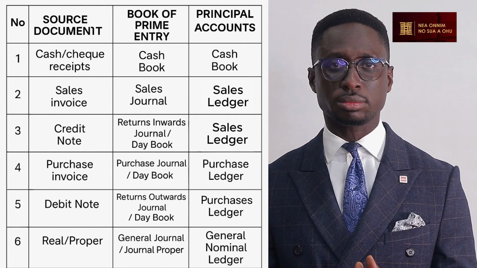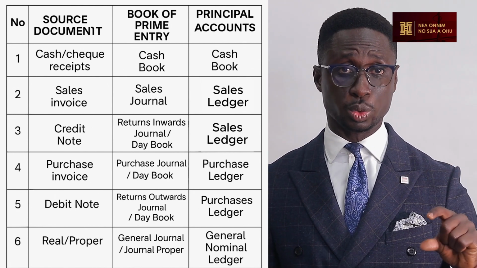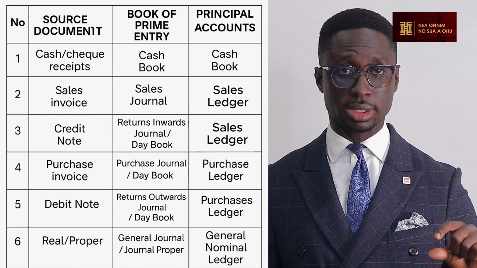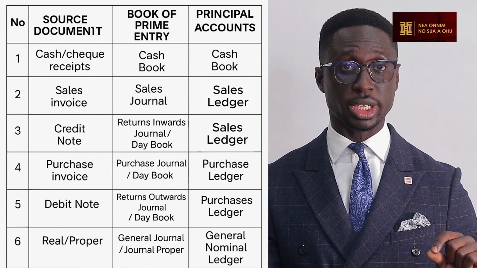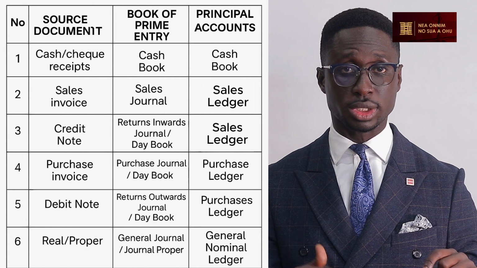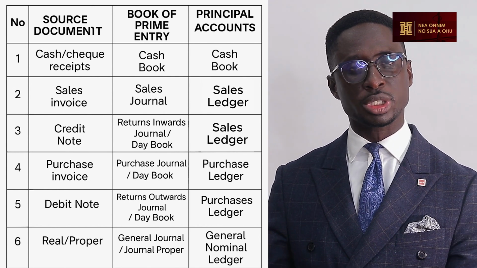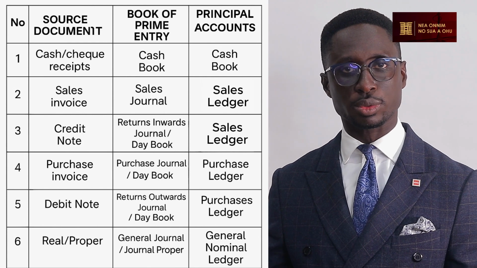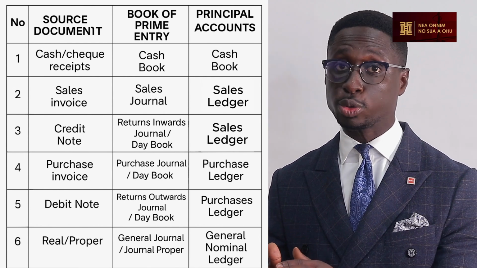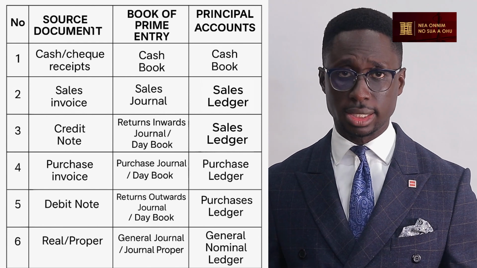Good. So now let's look at the credit note as a source document, the details of which would have been recorded in the returns inwards daybook or journal. Which principal book of accounts will that be going into? That is going to be also the sales ledger. Why is this the case?